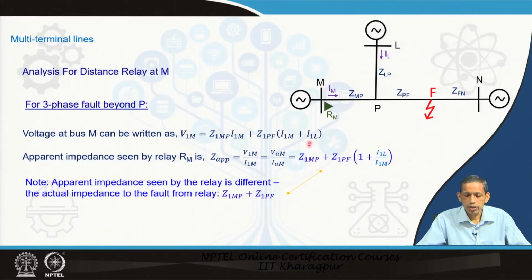But what the relay will see in this scenario, because of this IL current, is Z1MP plus Z1PF times (1 plus I1L upon I1m). So, the additional term Z1PF into I1L upon I1m is the additional component in the apparent impedance calculation. That is the difference we notice between the actual positive sequence impedance up to the fault point and the apparent impedance seen by the relay for the 3 phase fault case.